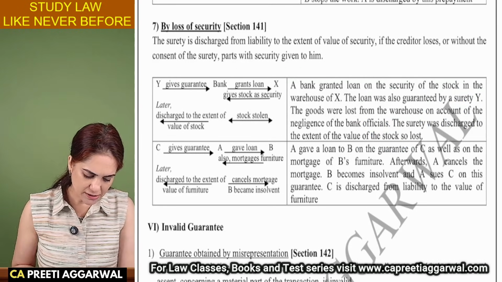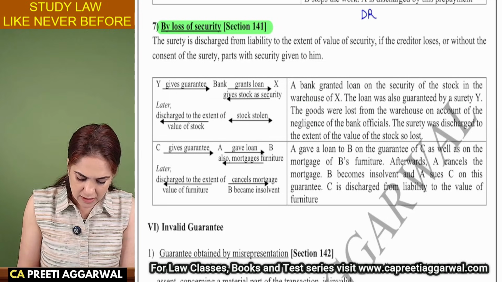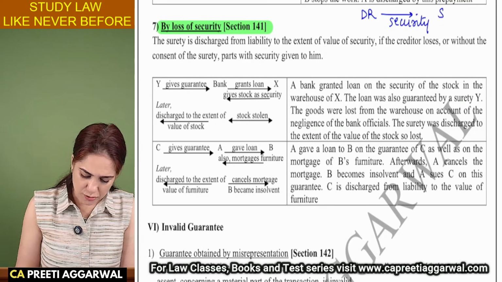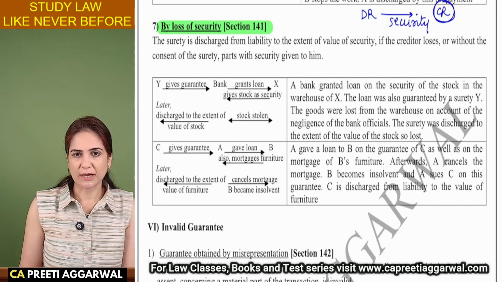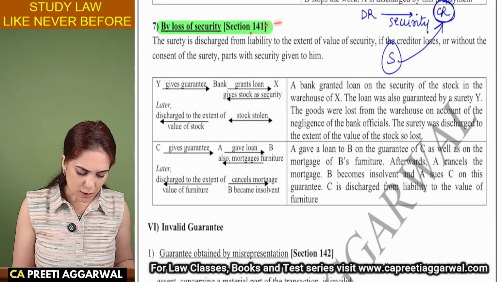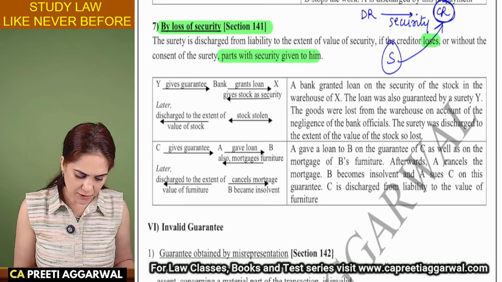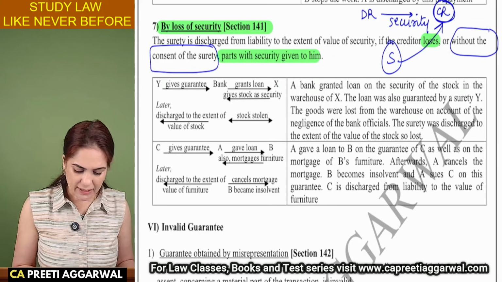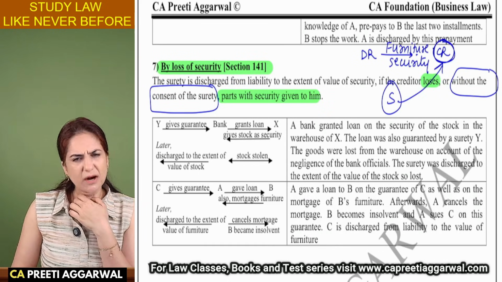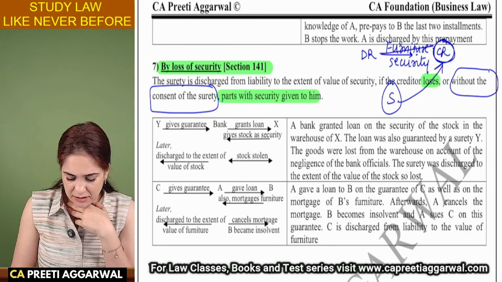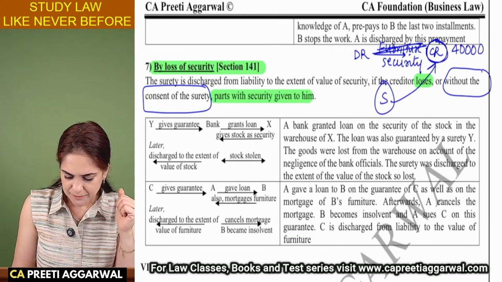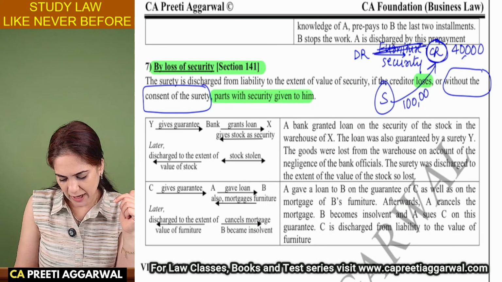Then we have loss of security. The debtor had given some security to the creditor, and he has also given some guarantee. Now the creditor either loses or parts with the security without the consent of the surety. Now let's say for example that the debtor had given furniture as security to the creditor along with some guarantee. The creditor returns the furniture saying, no, I don't want any security. Let's say the value of furniture was 40,000 and the guarantee given was for 1 lakh.